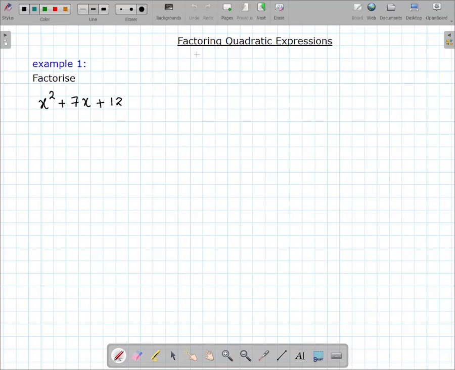Hi, today we are going to do factoring quadratic expressions.